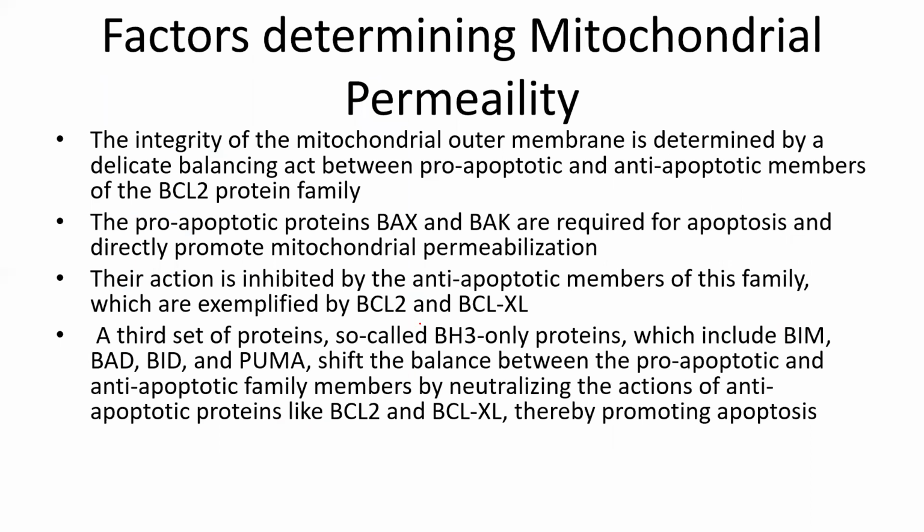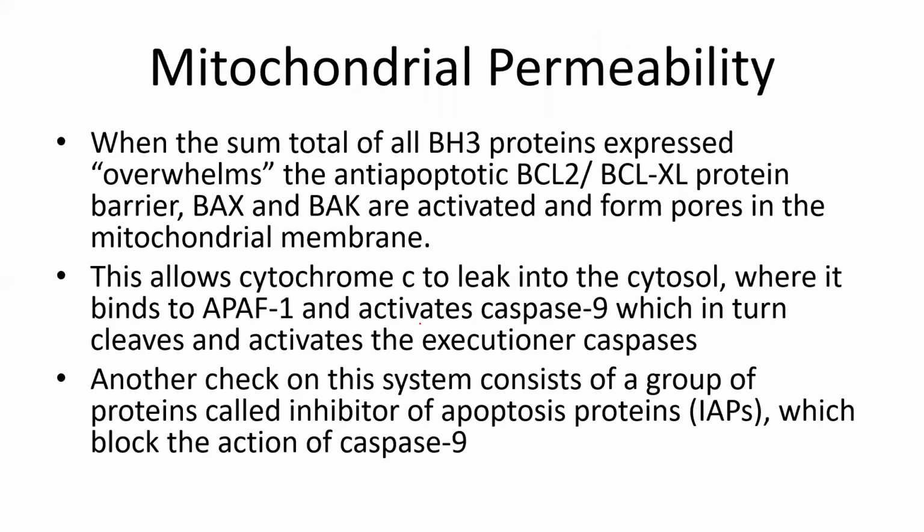So what are the factors that determine mitochondrial permeability? The first factor is that the integrity of the mitochondrial outer membrane is determined by a delicate balance between pro-apoptotic and anti-apoptotic proteins. The pro-apoptotic proteins, as discussed, are BIM, BAX, and PUMA. The anti-apoptotic proteins are BCL2 and BCLX. There is a third set, the BH3 proteins, which include BIM, BAD, BID, and PUMA. They shift the balance between pro-apoptotic and anti-apoptotic family members, and by neutralizing the activity of anti-apoptotic proteins like BCL2 and BCLX, they promote apoptosis. The important thing is that PUMA, BIM, BAD, and BID inhibit the functions of anti-apoptotic proteins, and hence they promote apoptosis.